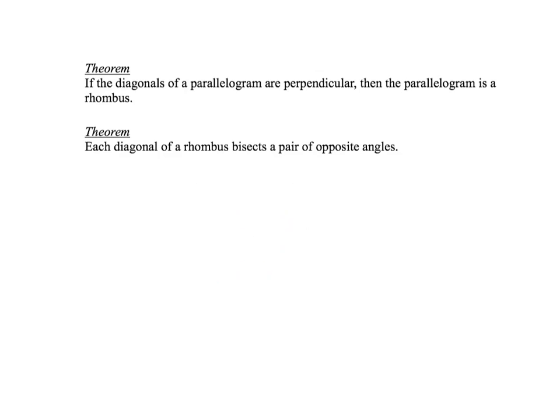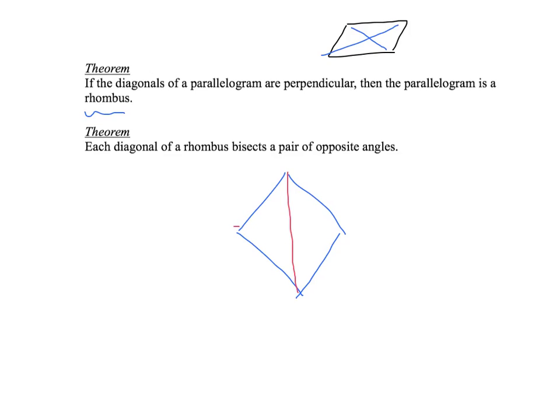So a couple theorems go along with our rhombi. The first says that if you have a parallelogram and you notice that the diagonals happen to be perpendicular to each other, we can definitely define this specific parallelogram as a rhombus, because that characteristic is specific to a rhombus. The next theorem says that each diagonal of a rhombus bisects a pair of opposite angles. If you draw a rhombus like a diamond and draw in your diagonals, each diagonal is a bisector of these opposite angles. So these two angles are congruent, these two angles are congruent. Likewise up here, the angles will be congruent as well.